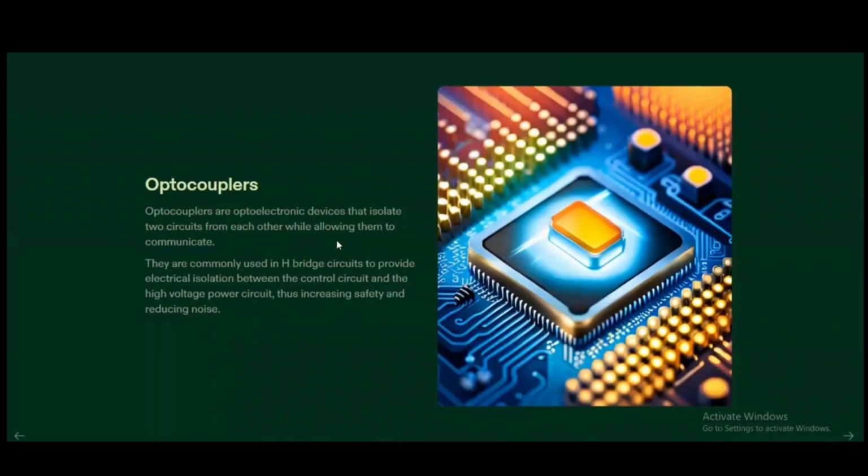Now the question is, what are optocouplers? As the name indicates, opto and couplers. Opto means light dependent, or anything connected with light or vision, and couplers mean the connection between two things. Optocouplers are optoelectronic devices, meaning light dependent or brightness dependent electronic devices that isolate two circuits from each other while allowing them to communicate. This seems weird, that two circuits are not connected physically, but they are connected optically. How is this possible?